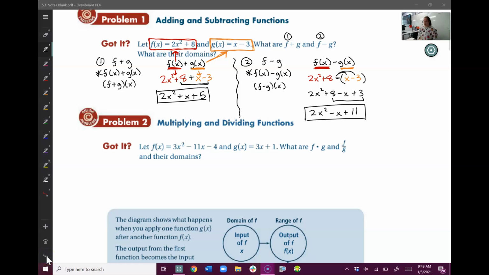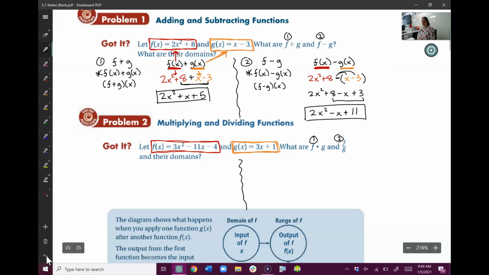Let's try doing multiplying and dividing now. So notice in this problem we have two new functions, so I'm going to color code them again. Here's my f, here's my g, and once again I'm being asked to do two things. I want to do f times g and f divided by g. So let's divide this in half. This first one is f times g, and the second one is f divided by g.